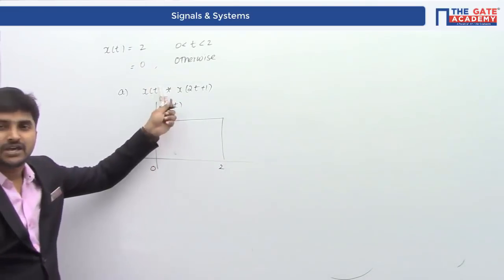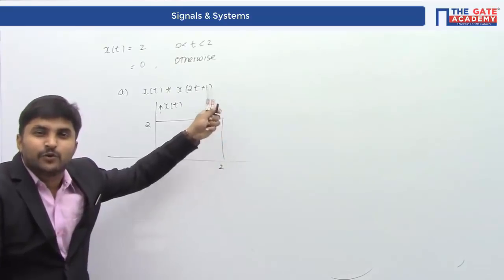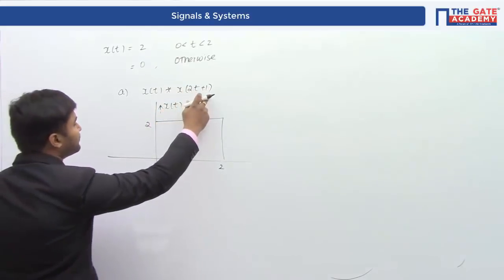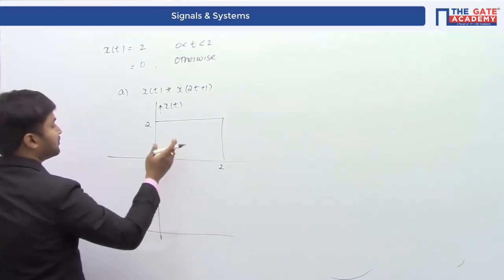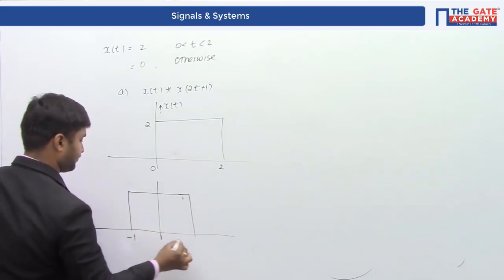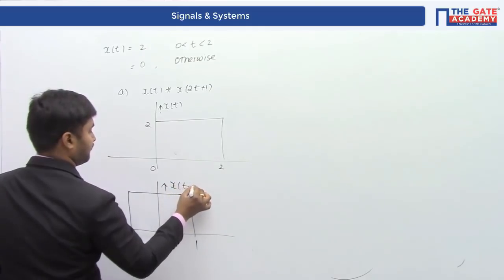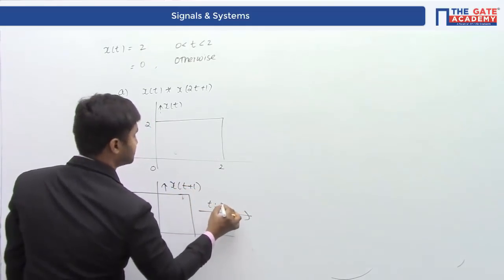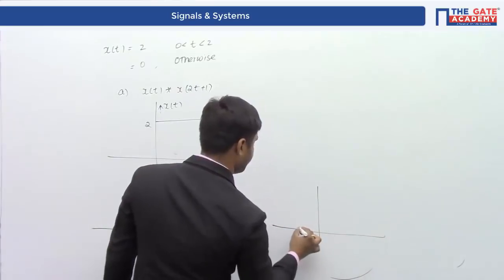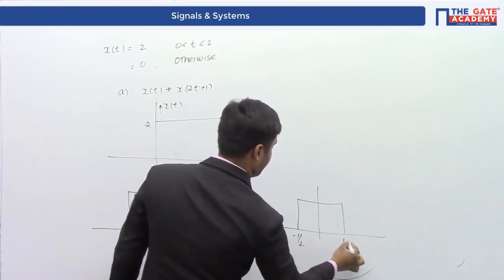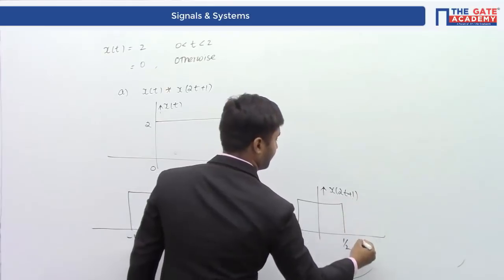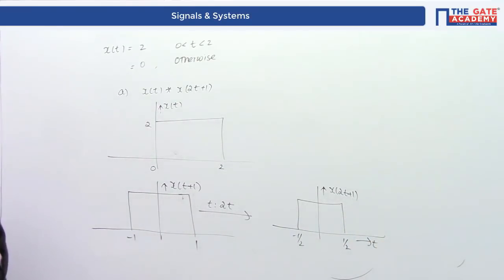Now I am convolving x of t with x of 2t plus 1. 2t plus 1 means I am going to do the shifting first, and the shifting is an advancing operation, so I advance the signal by 1 unit. Then t becomes 2t, which means I am scaling it by 2 units.